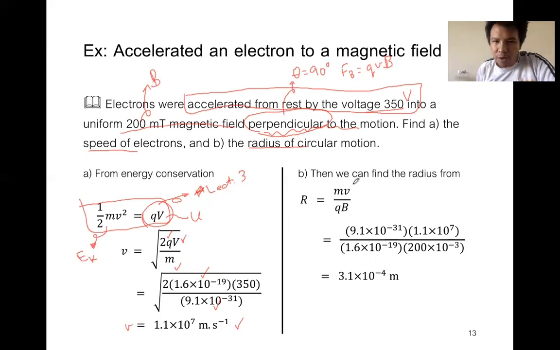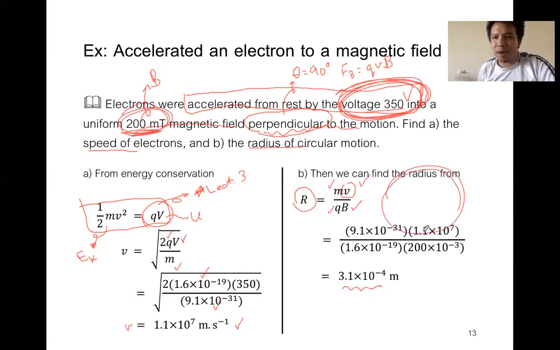Then when we already have the speed, we know the mass, we know the charge of the electron, and you are given the magnetic field B, then you'll be able to find the radius R. So finally, with given voltage V and magnetic field B, you can find the radius of the particle's motion under the magnetic field.